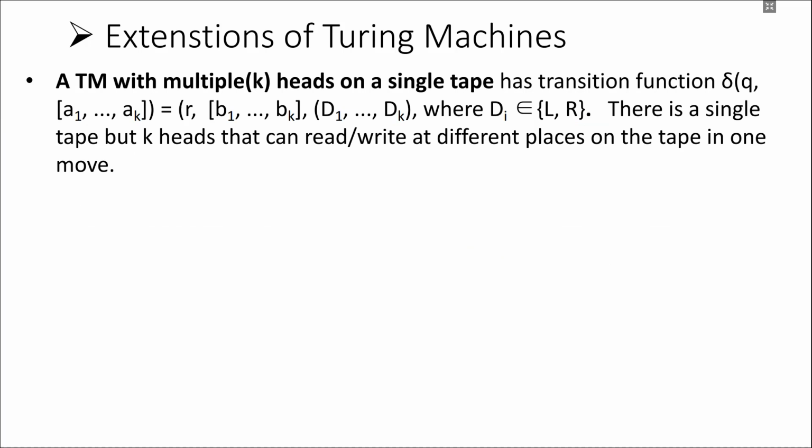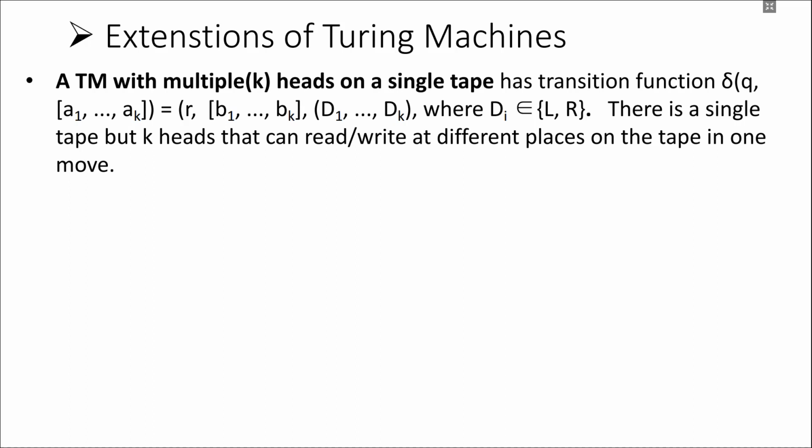Okay, let's use another example to familiarize with this multi-track idea. A Turing machine with multiple, say k heads on a single tape, has transition function delta(q, a1 through ak) = (r, b1 through bk, d1 through dk), where di means the moving direction of head i. The meaning of this transition is that the machine is at a current state q, and head 1 is reading the symbol a1, head 2 is reading the symbol a2, and likewise head k is reading the symbol ak.